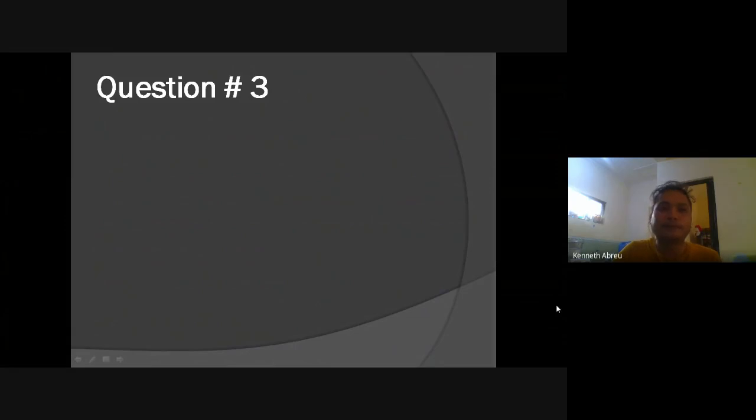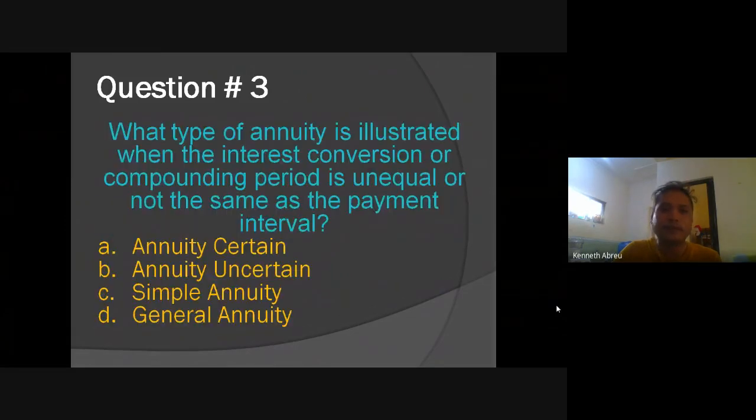Question number 3. What type of annuity is illustrated when the interest conversion or compounding period is unequal or not the same as the payment interval? A. Annuity certain. B. Annuity uncertain. C. Simple annuity. Or D. General annuity.